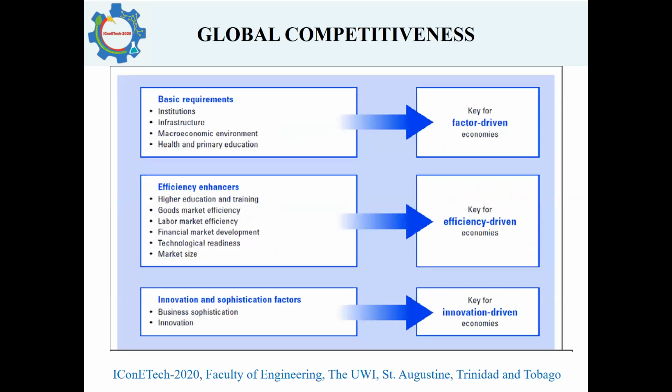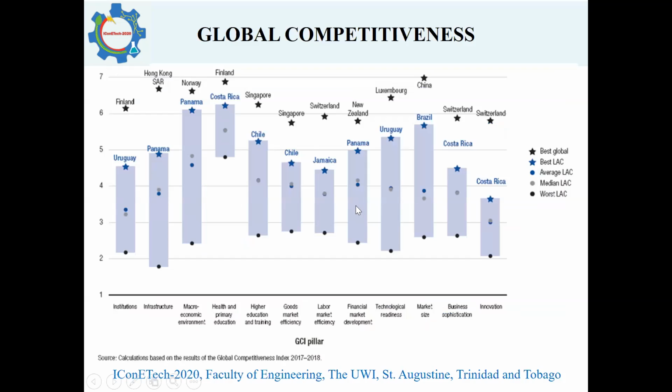So, in terms of global competitiveness, there are 12 dimensions of it, ranging from the basic requirements of institutions, macroeconomics, health, and primary schools, to efficiency enhancers, and the innovation and sophistication factors. The next slide shows where we in the Caribbean and Latin America are with respect to these things.